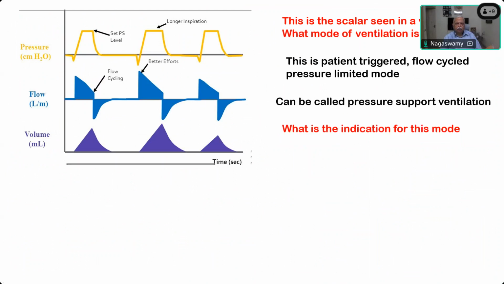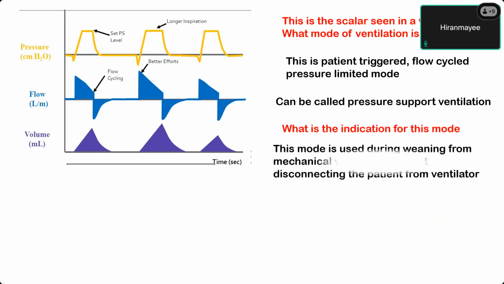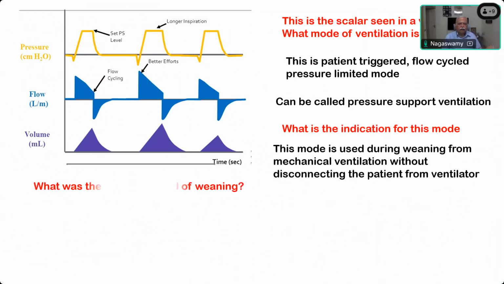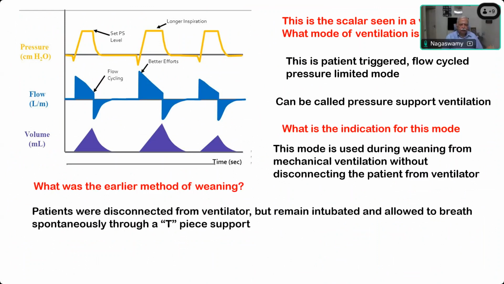What is the indication for this mode? Weaning from mechanical ventilation. It is used during weaning from mechanical ventilation without disconnecting the patient from the ventilator. What was the earlier method of weaning? T-piece usage. Yes, the patient used to be disconnected from the ventilator but remain intubated and allowed to breathe spontaneously through a T-piece.